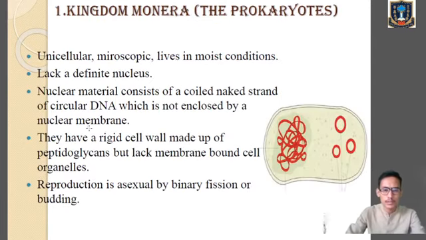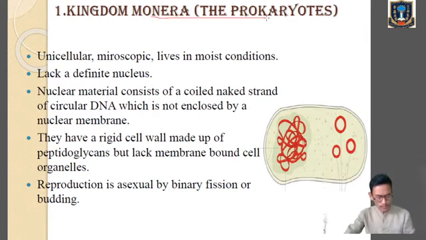The first one is kingdom Monera, the prokaryotes. Clear? So the kingdom Monera, the prokaryotes. Important characteristics are: number one, they are unicellular. Uni means one. They are composed of a single cell, microscopic, not visible to the naked eye, and they live in moist conditions. So this is the habitat: they live in a moist habitat.